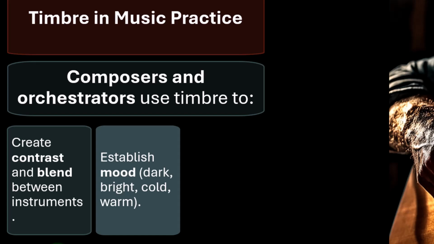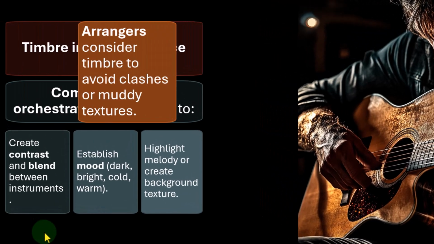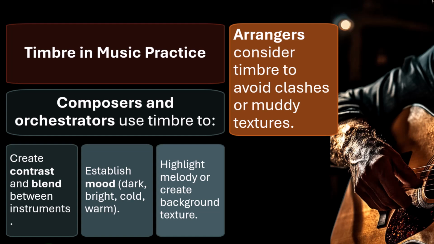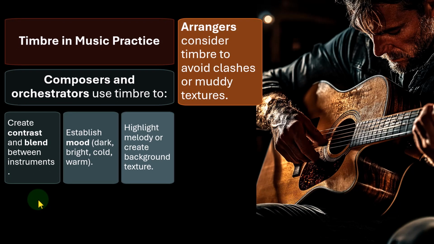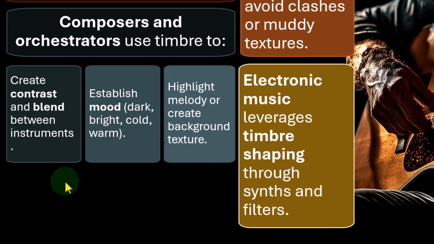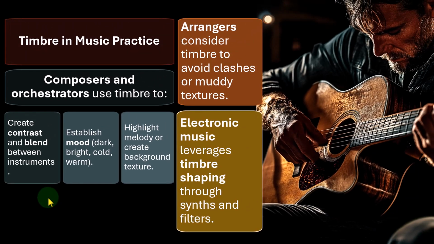So establish mood, dark, bright, warm, highlight melody, or create background texture. Arrangers consider timbre to avoid clashes or muddy textures. If you get really wonky with it, you might say, well, the overtone I have right here is in the same key and matches this other thing I'm playing, but the way the overtones are matching out, maybe there's still a clash in the overtone from the other. So you can get more technical to make sure everything is mixing together. And again, technology these days would allow you to remove some of those things electronically if you wanted to. Electronic music leverages timbre shaping through synths and filters.